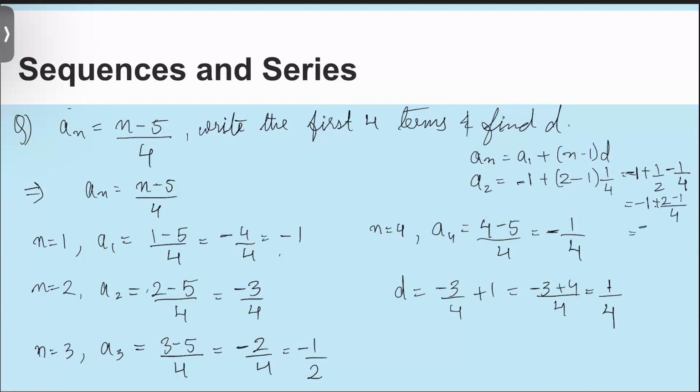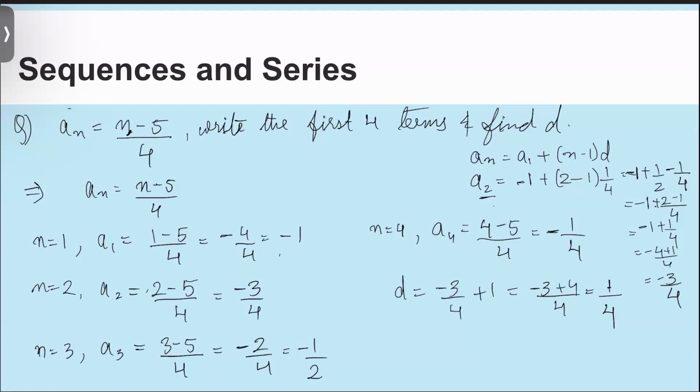So this will give you minus 1 plus 1 upon 4. So you get minus 4 plus 1 by 4, and this is minus 3 by 4. So you can see A2, we have calculated by just substituting n everywhere. We got A2 as minus 3 by 4, and even when we use the common difference, we could see that A2 comes as minus 3 by 4.